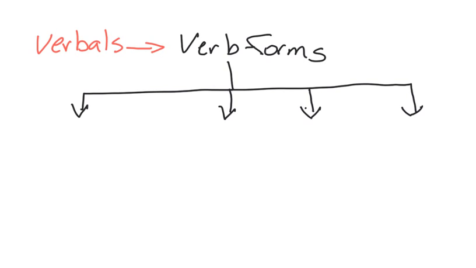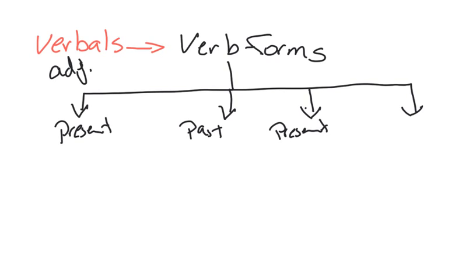But before we delve into participles and participial phrases, more on verbals. Now, verbals are verb forms that function as adjectives. And in the English language, there are four verb forms. There's the present verb form, there's the past verb form, and there are the two participles. The first one is the present participle and the past participle.